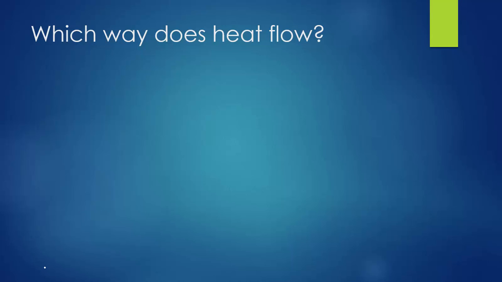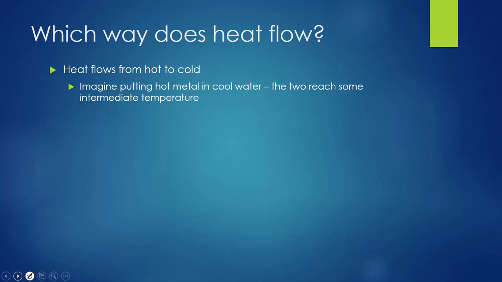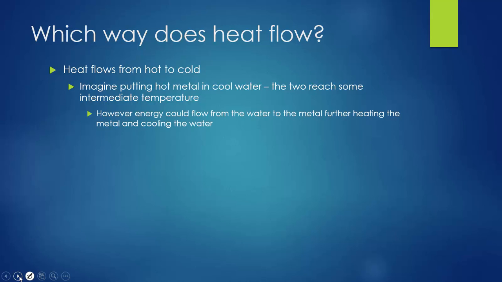So first, let's answer this question. Which way does heat flow? And you guys know that heat flows from hot to cold. It always does. However, if we put a piece of hot metal in cool water, while we expect that the metal will cool down and the water will warm up and the temperature will come to some final temperature in between, the first law of thermodynamics does not require that. We could say that energy would flow out of the water into the metal, making the metal hotter and the water cooler. No energy would be gained or lost.